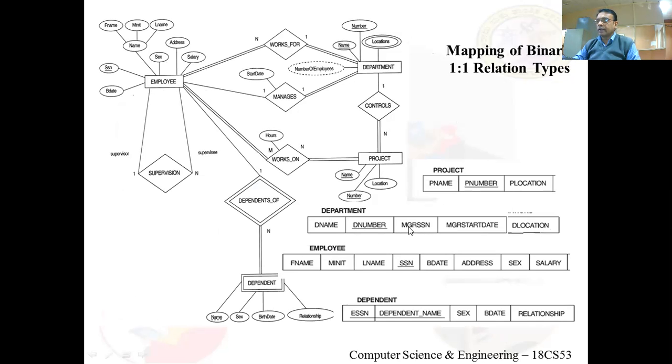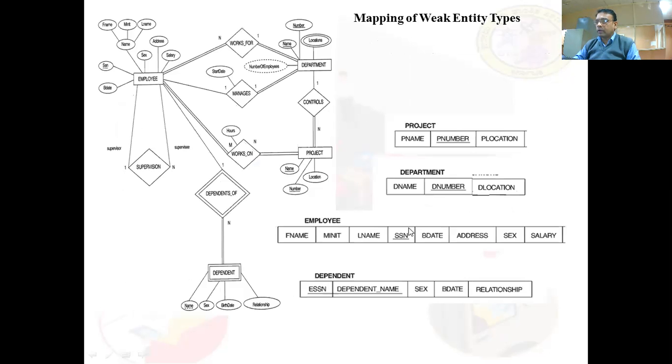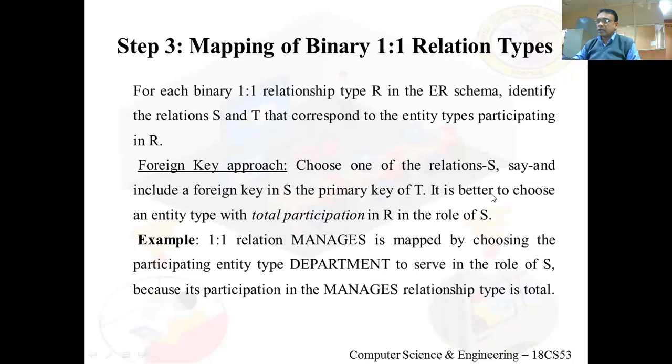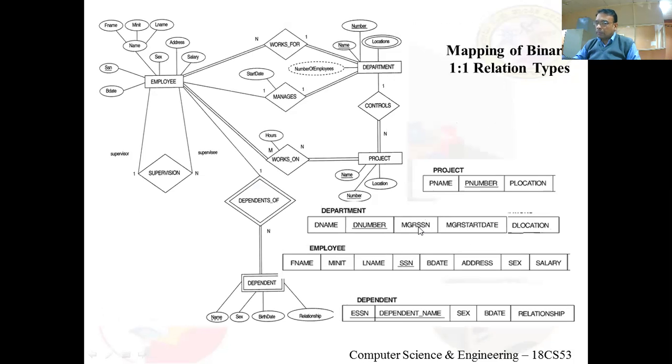Earlier in department, that attribute was not there. Department name, department number, and department location were there. Right now I'm adding MGR SSN. How did I get SSN? Because it has been added with the help of employee. Since there is a 1:1 relationship type, this is S and this is T. In S, I'm adding a foreign key, which is the primary key of T. Now MGR SSN is added.